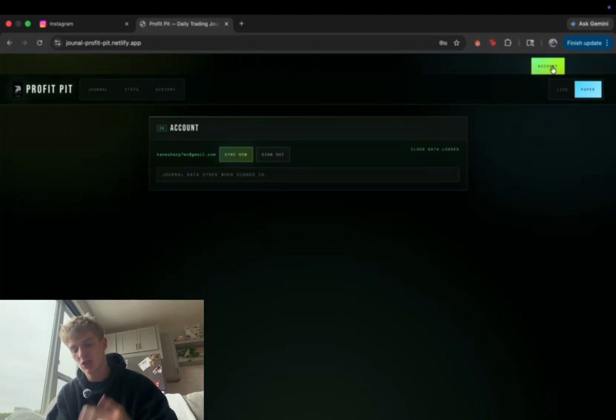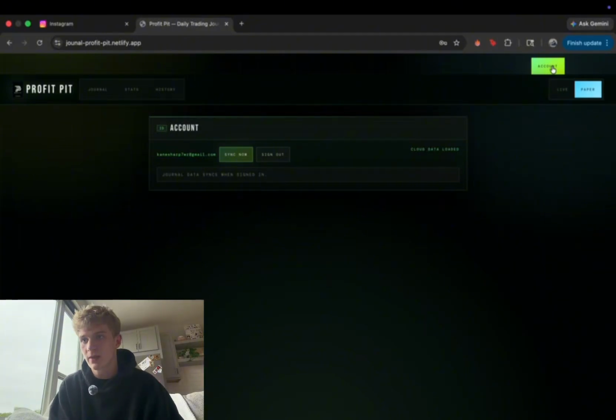I'm going to have my trade checklist pulled up on my phone and be going through my journal of my trading entry while I am trading. So I'm signed in. You can sync now to add your trades and make sure to sync across your devices. But it's an easy sign-in process. You just make an account and then you're good.